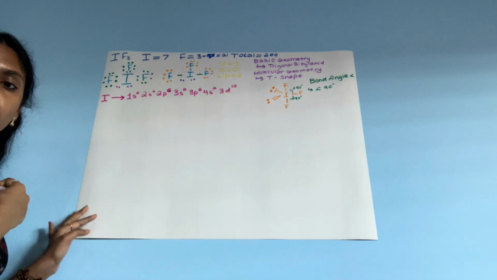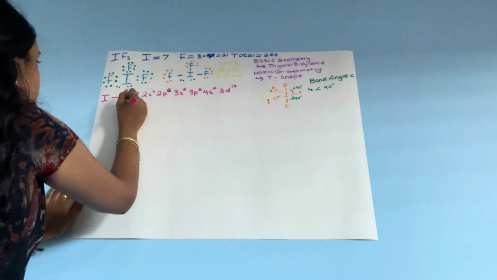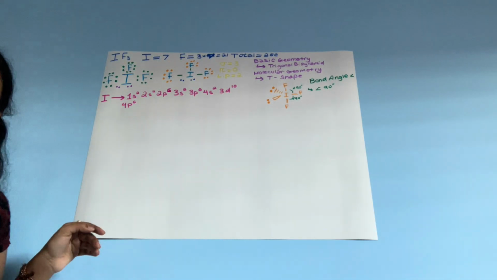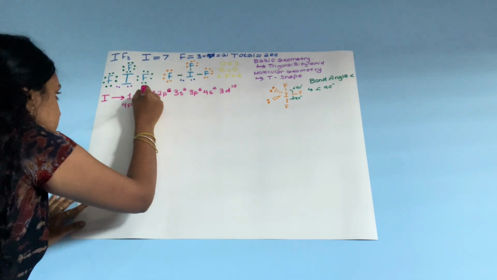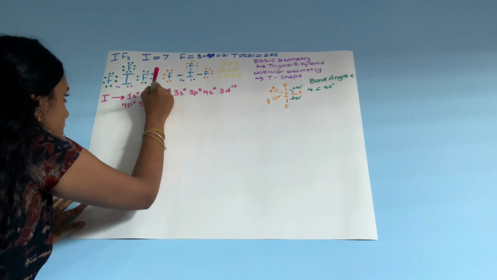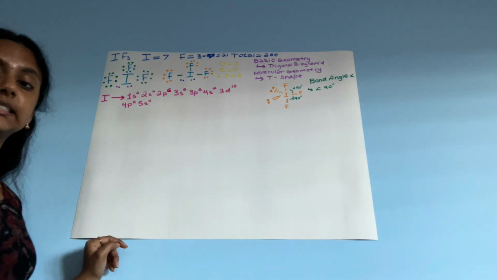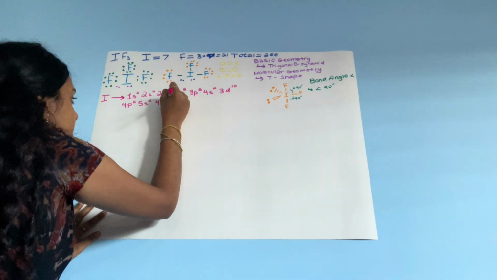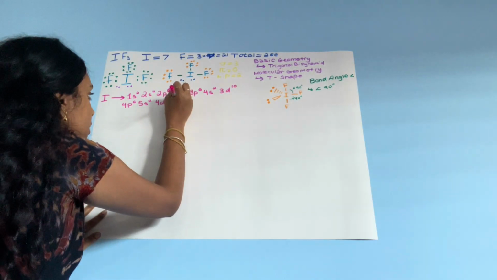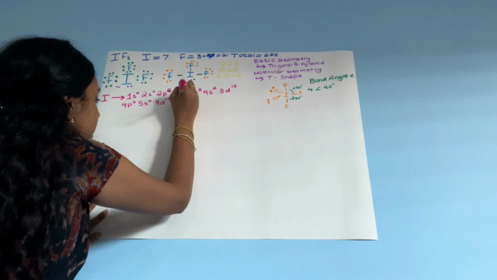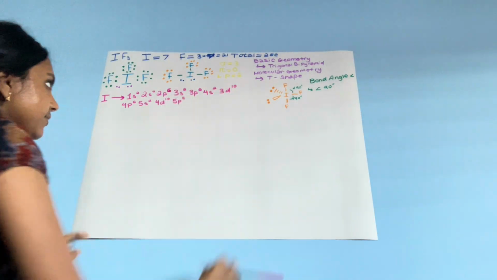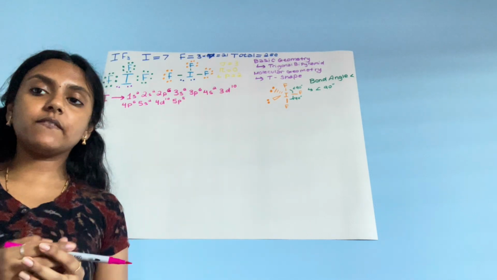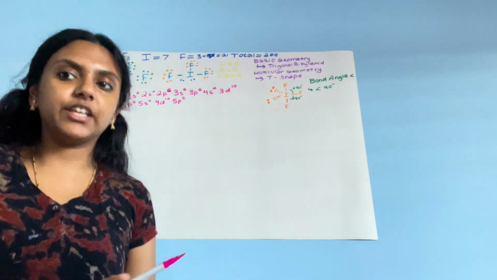Then 5s2. Next we have 4d10, and last but not least we have 5p5. Okay, so this is the long version of our electron configuration.